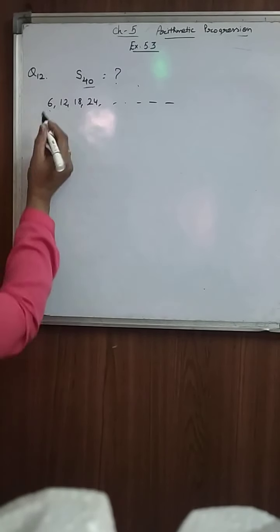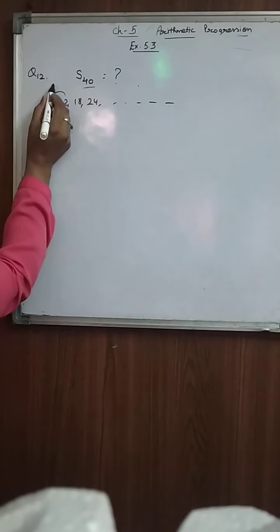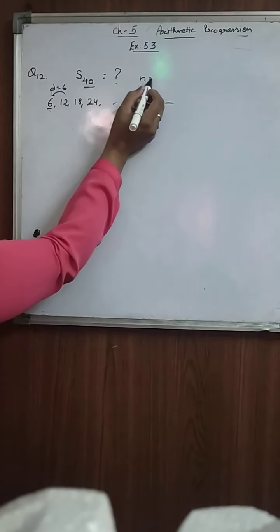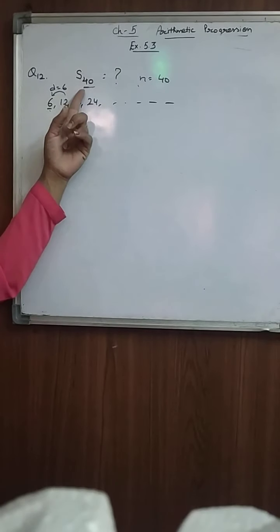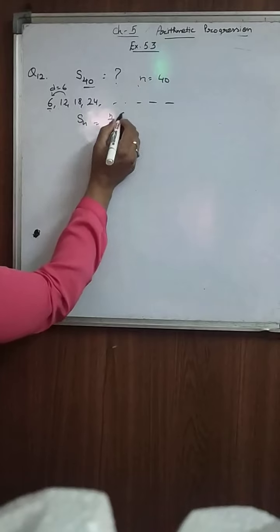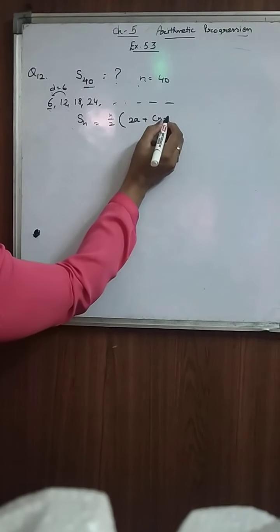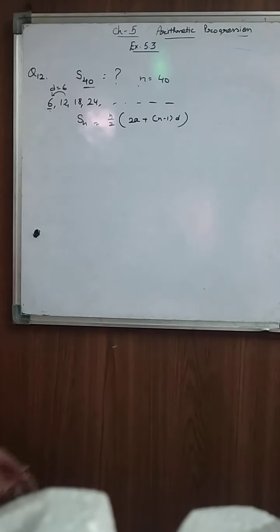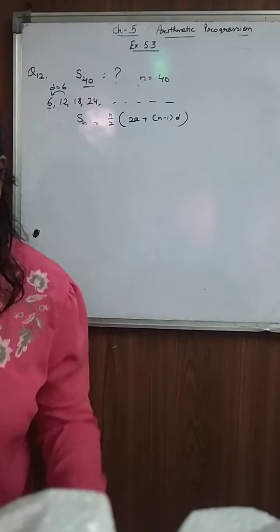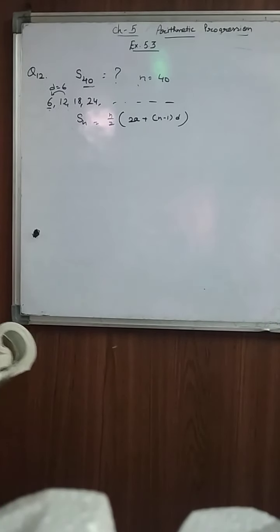So it means we have A as 6, D as 6, and N as 40. So easily we can apply the formula: N by 2 into 2A plus N minus 1 into D. Apply this formula. You have A, D and N, everything. You will get your S40.